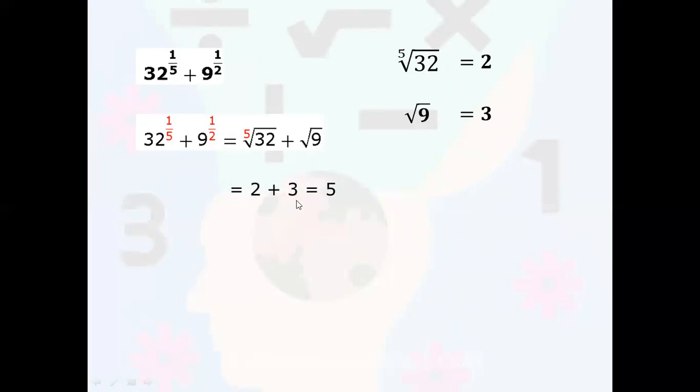So the fifth root of 32 is 2 and the square root of 9 is 3. Just add them. 2 plus 3 is 5. If there was a minus sign, you would subtract. Because this is a plus sign, you add that. So 2 plus 3 is 5. We are just finding the value of this number as well as this one, and then adding it. That's all. Okay, so hopefully this lesson is easy.